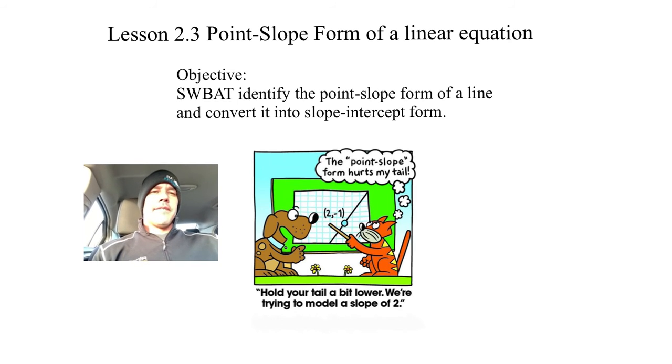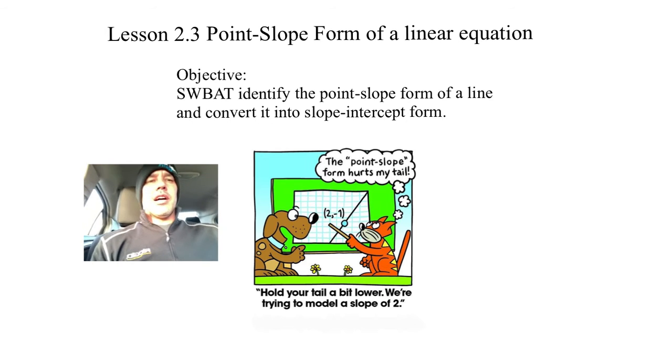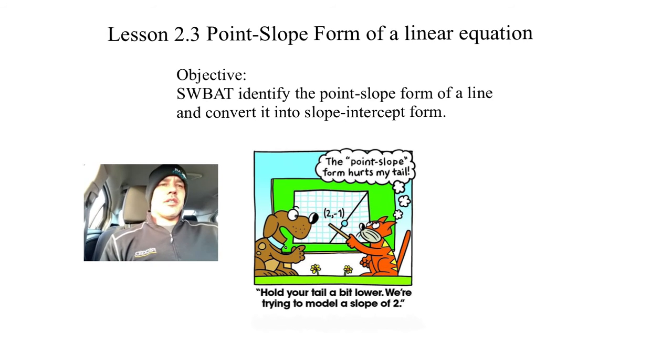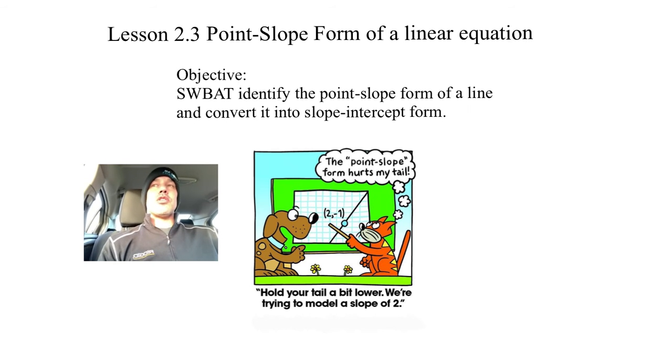All right, algebra, lesson 2.3, point slope form of a linear equation. Our objective: you should be able to identify the point slope form of a line and convert it into slope intercept form. All right, let's go.